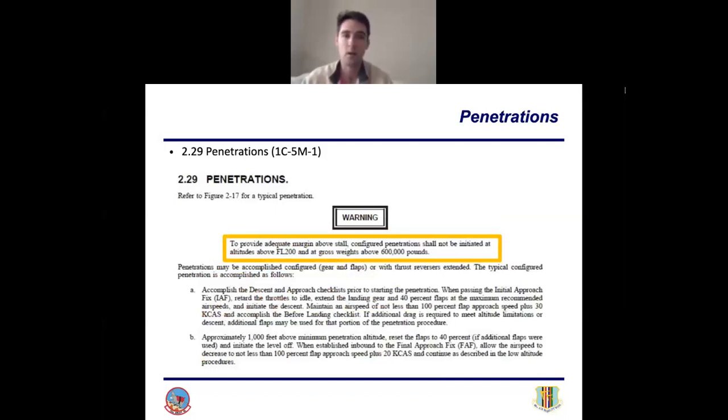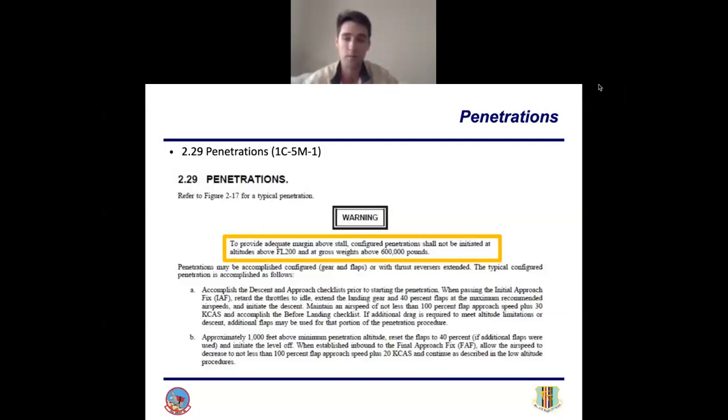Penetrations, I also stole out of the Dash 1. It's the section right before descent, 2.29. Descent is 2.30. I just wanted to point out this warning. To provide adequate margins above stall, configured penetrations shall not be initiated at altitudes above flight level 200 and at gross weights above 600,000 pounds.